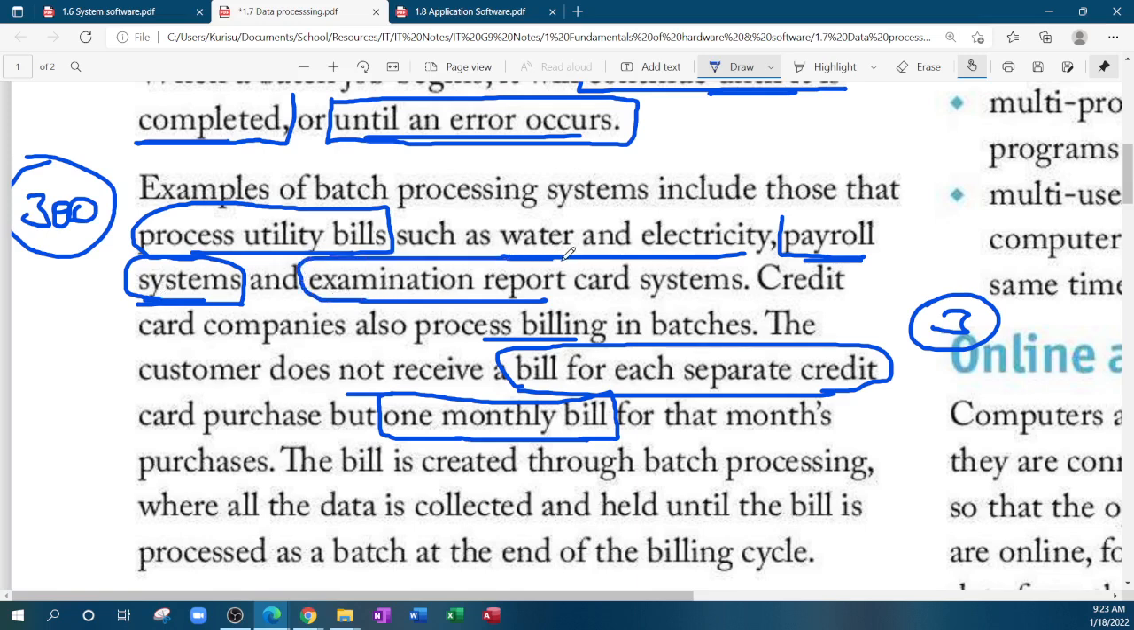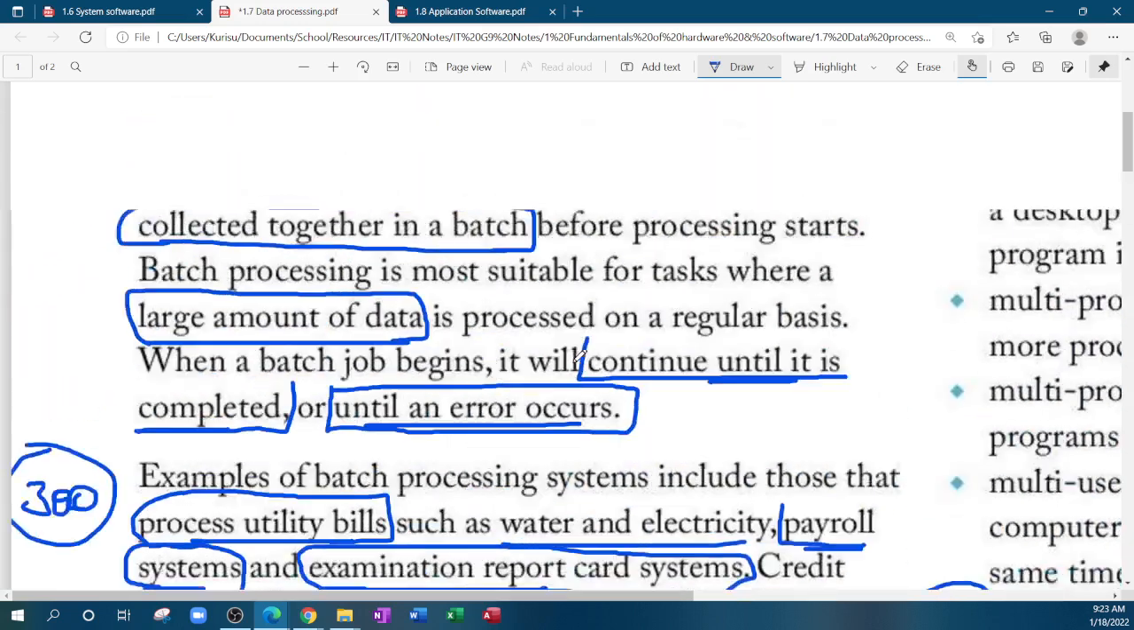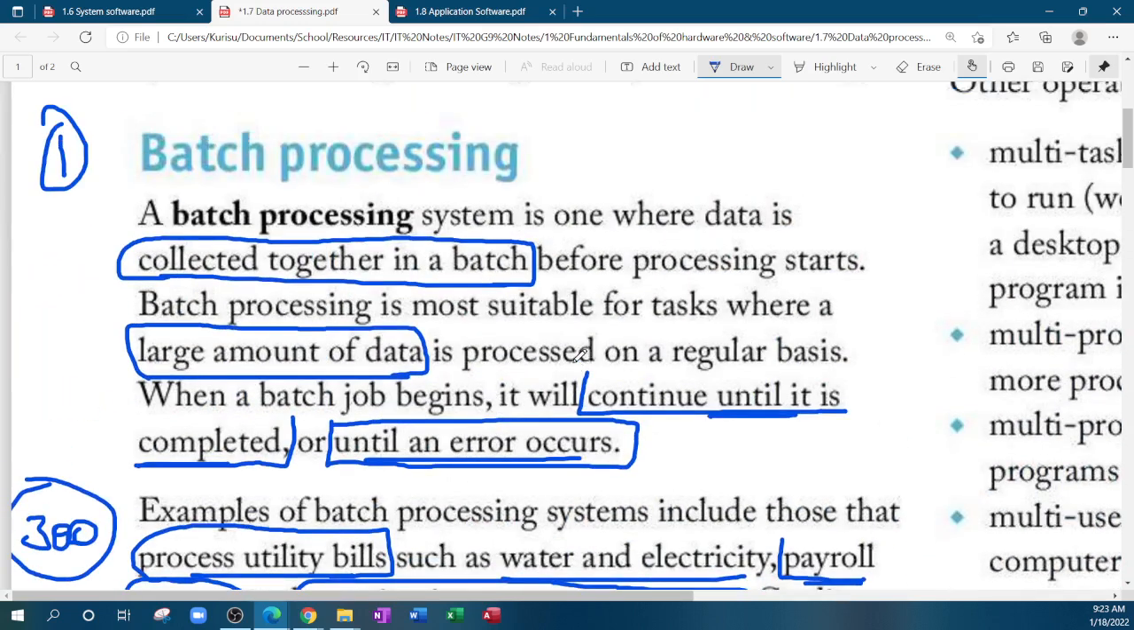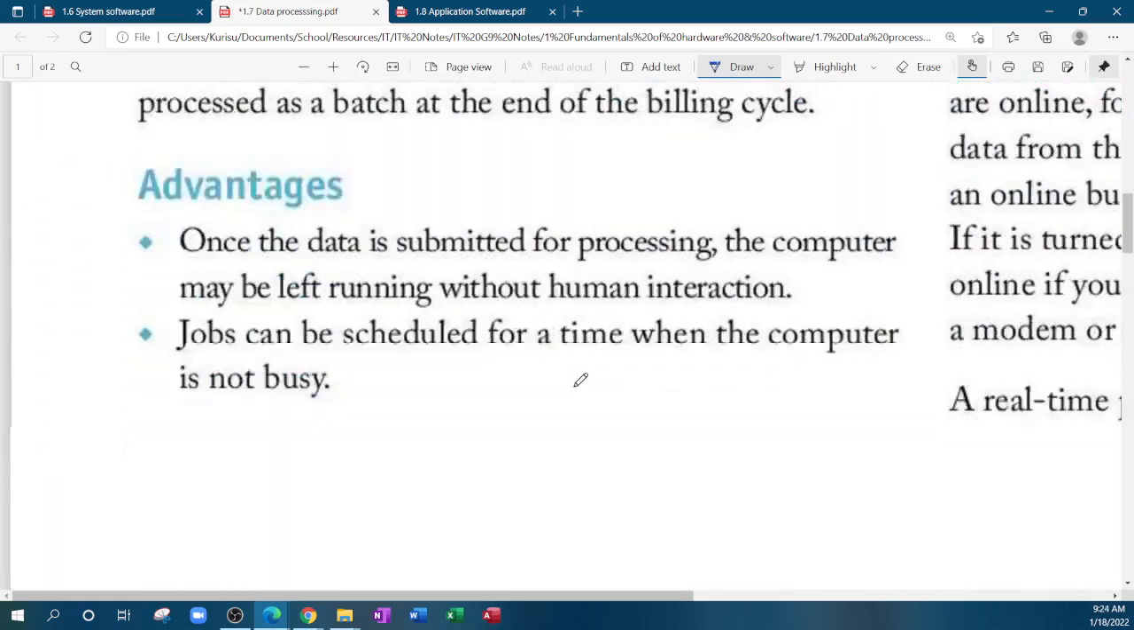Your report card, report system, that there also uses batch processing. And we talked about the billing systems and so on. So are you guys clear as to how batch processing works? Yes, sir. All right, great.